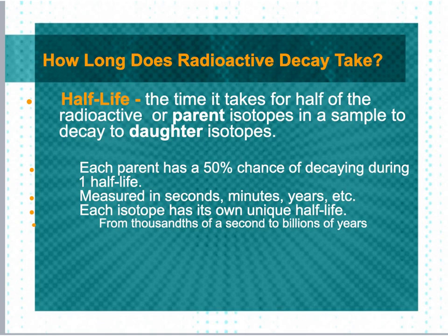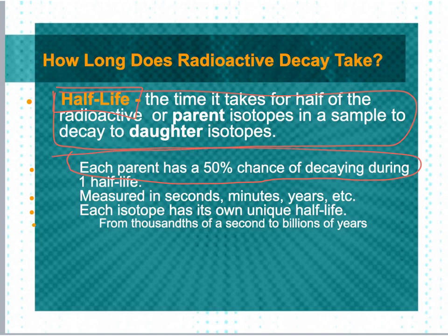So how long does radioactive decay take? Well, every element is going to be different. For every unstable parent isotope, the half-life is going to be different. But the time it takes for half of the material to decay is called a half-life. It's the time it takes for half of the radioactive parent isotope in a sample to decay to daughter isotopes. Each parent, and this is something you need to know, has a 50% chance of decaying during one half-life. If we think back to our popcorn kernels, each of the kernels in a bag of popcorn will have a 50% chance during a half-life of decaying into the daughter isotope.